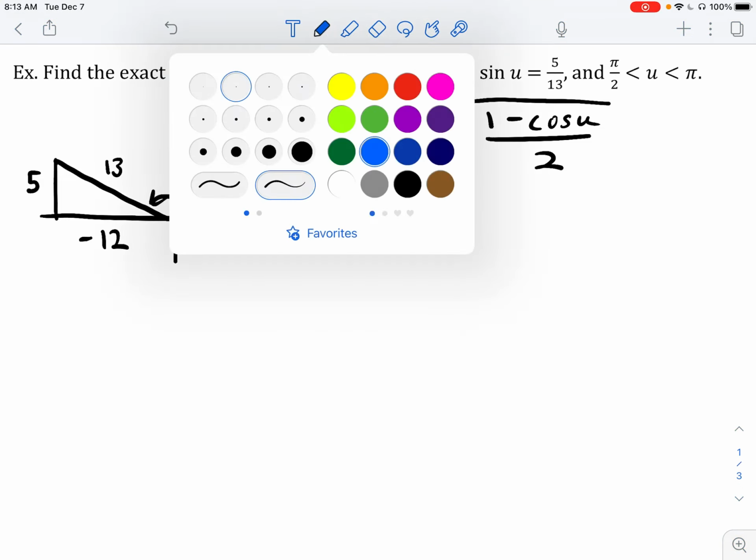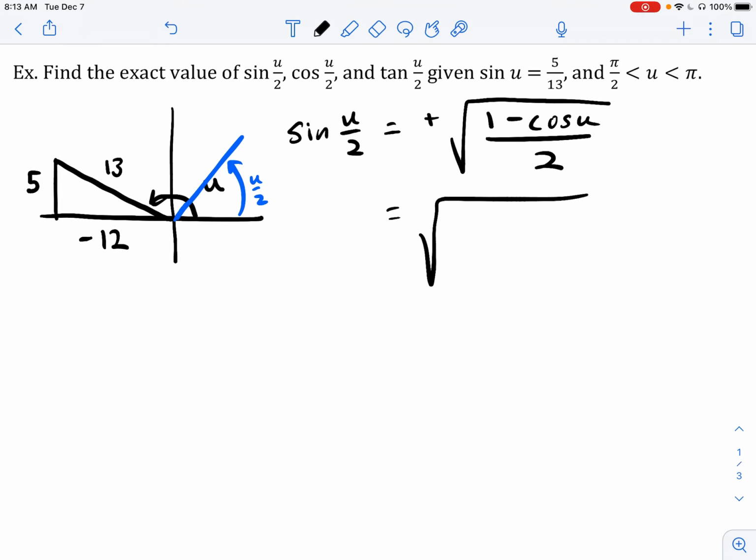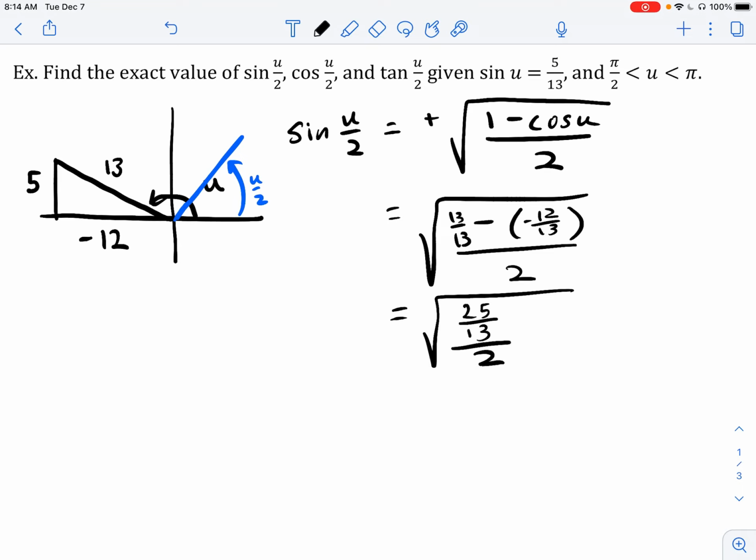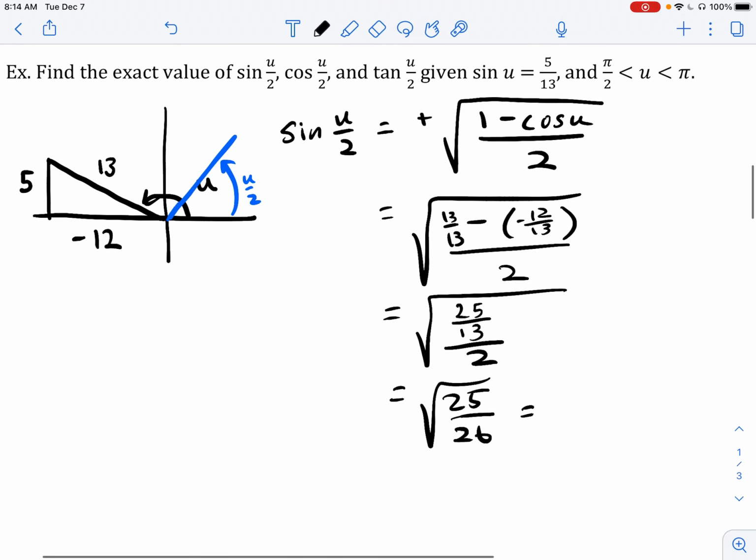Okay? All right. So now let's finish evaluating. So we got the positive square root of 1 minus, well, what is the cosine of u? Again, I don't know what u is, but I do know that the cosine of u is negative 12 over 13, and all of this divided by 2. And so from here, it's just cleaning up. We can rewrite 1 as 13 over 13. So then this would be 25 over 13, all of this divided by 2. And so this is root 25 over 26. And this would be just 5 root 26 over 26.